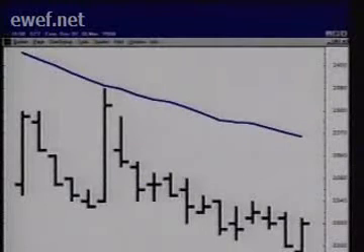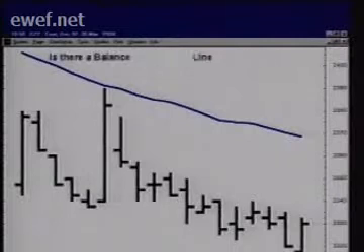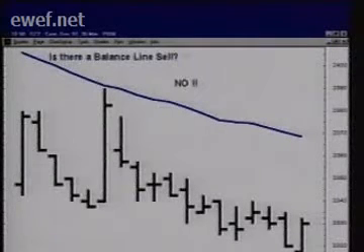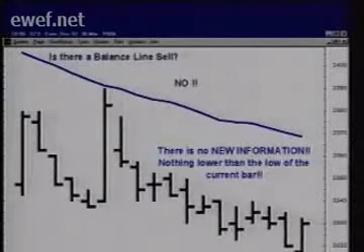Now let's go for a trick question again. And the trick question this time is, can you find the sell signal on this last current bar here? Remember, what you have to have for a sell signal is that you have to have a base. This is the most recent. You have to find this base, the current bar, and then you have to go back and find a lower bar. So the question is, where is the balance line sell? Is there a balance line sell? No, there sure isn't, because there is no new information. There's nothing lower than the low of the current bar.